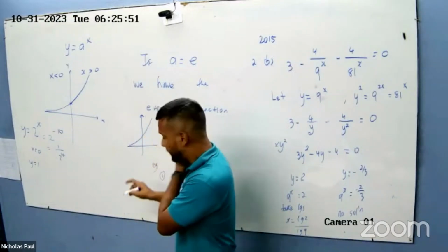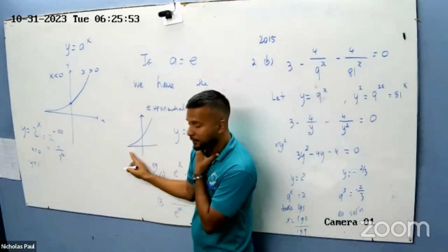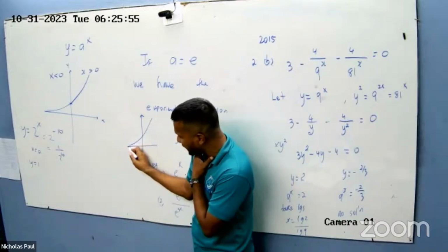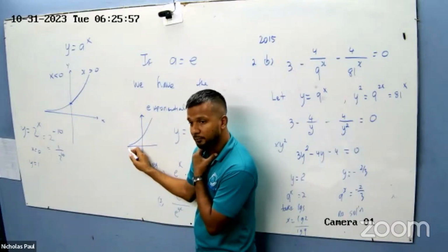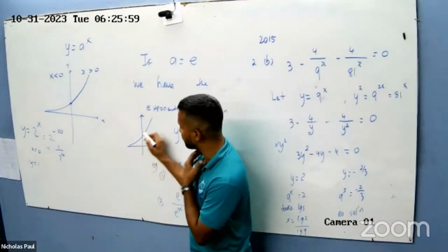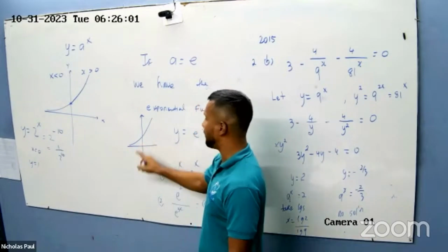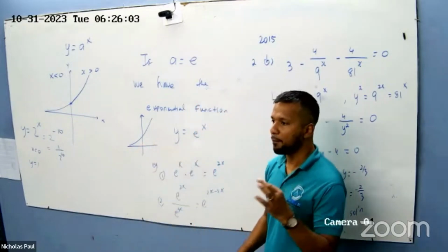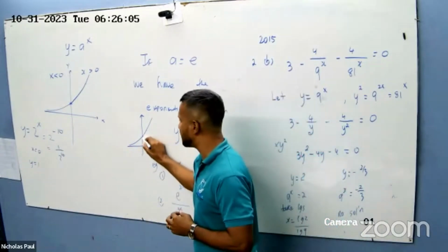Just do me a quick favor and squeeze in here the exponential function. This line is an asymptote, so this curve comes close there. Close there, but doesn't touch. So this is the function. How do you remember? Always remember that it cuts the y-axis at 1.